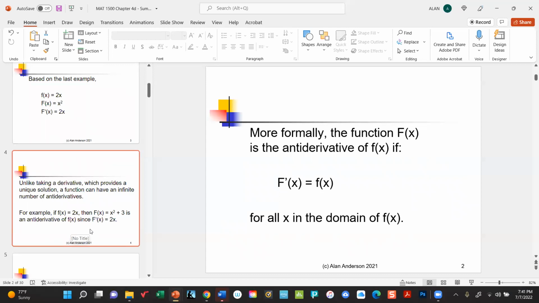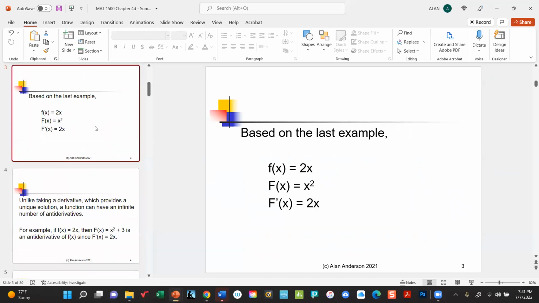Now, there is one wrinkle to this. One unfortunate wrinkle. Well, I guess I shouldn't say unfortunate. This is something that we have to consider. What if we did this? Suppose that once again, our function f of x is 2x, and we're searching for an antiderivative.